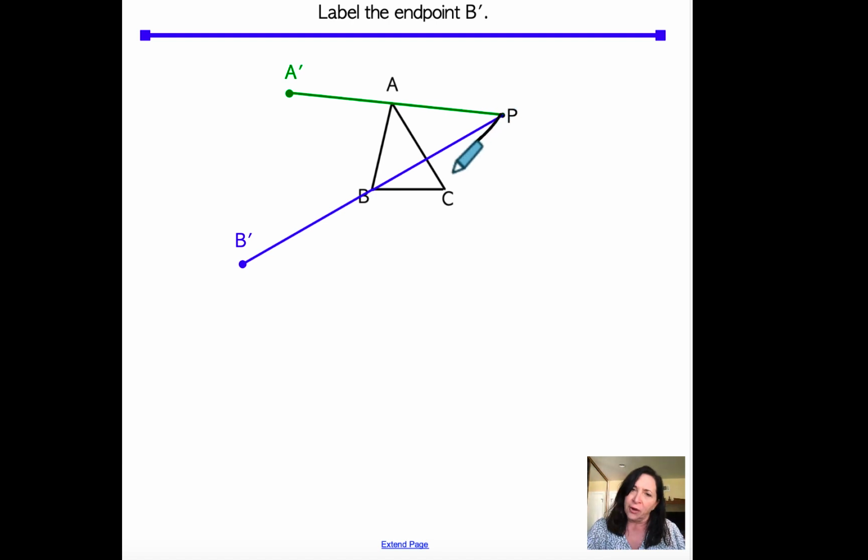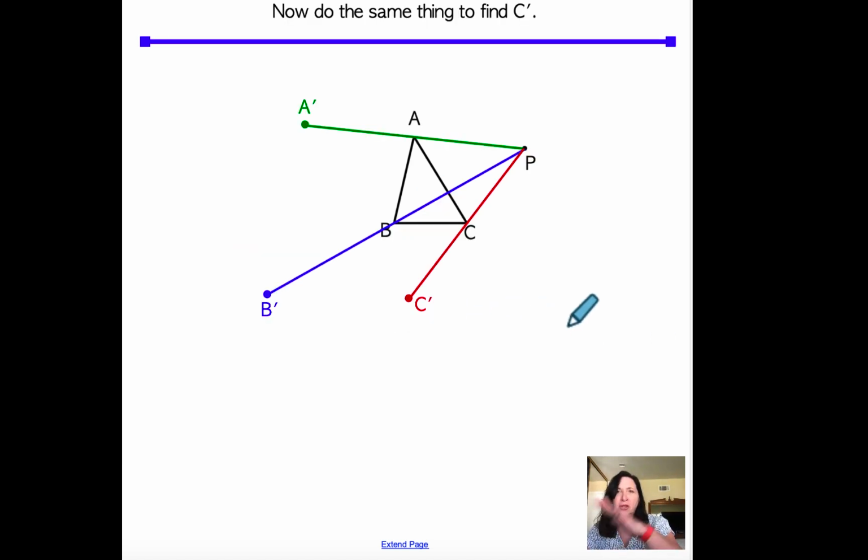We're going to start from P to C. We're going to double that, right? And then we're going to make that point. We're going to call that C prime. I want you to use your ruler every single time.